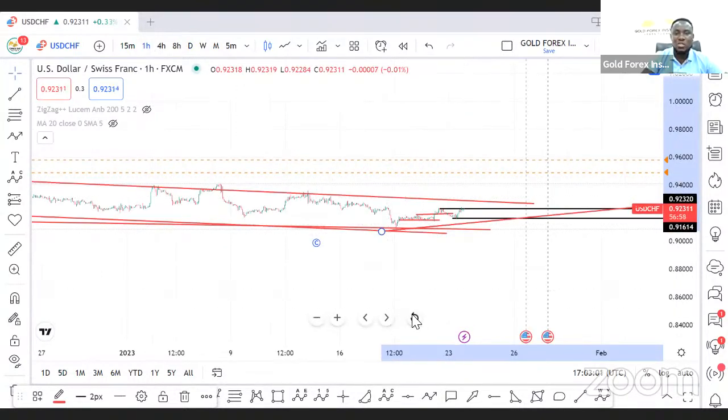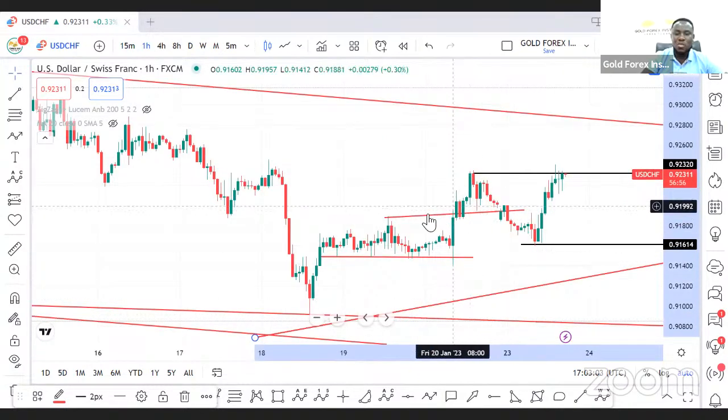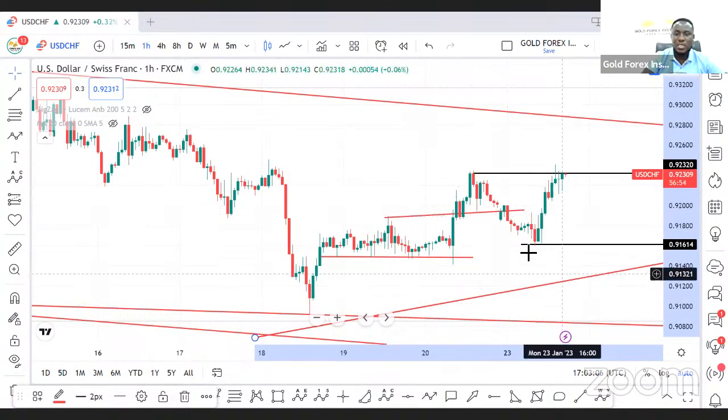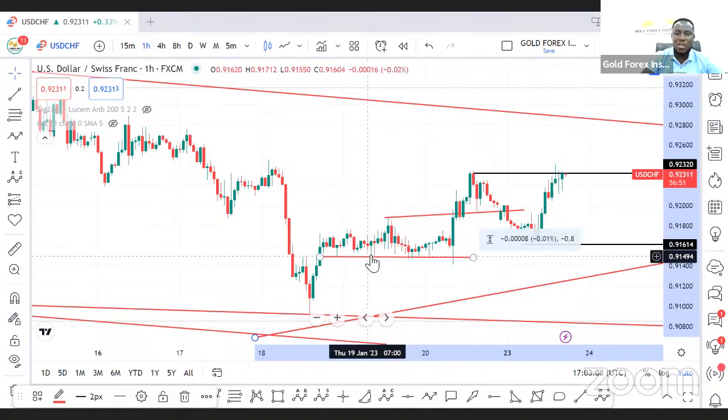So now let's go to the lower time frame. Now, when you go to the lower time frame, this is what you are seeing. Now, there was a break of structure.